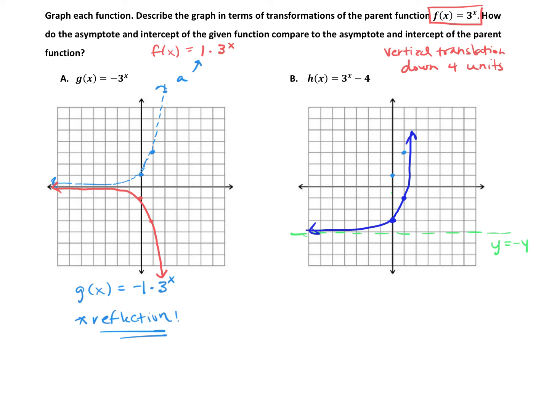So how do the y-intercept and the asymptote change? Maybe we'll write this one in. How does it compare to the original, the parent function? The y-intercept and asymptote shift down 4 units. So those will change with your vertical shifting.